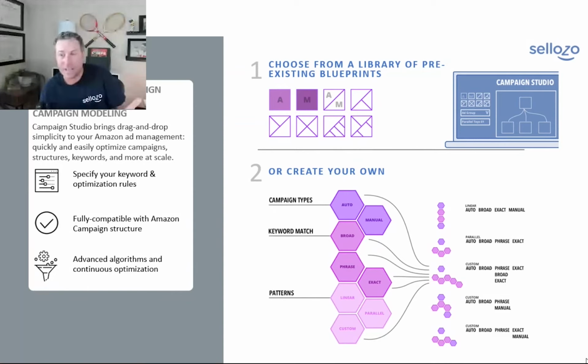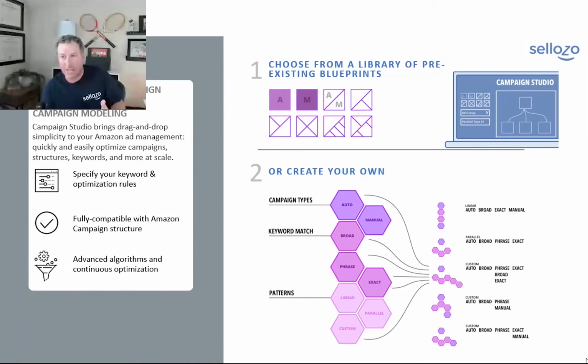Once you've set it up in our Campaign Studio, our tool will move the keywords and create the negative keywords through that flow for you. So if something converts in the auto campaign, it'll make it a broad match in the broad match campaign and make it a negative in the auto. If it converts in the broad, it'll make it a phrase and make it a negative in the broad. It'll work that flow every day for you, so that way you can have constant keyword discovery.